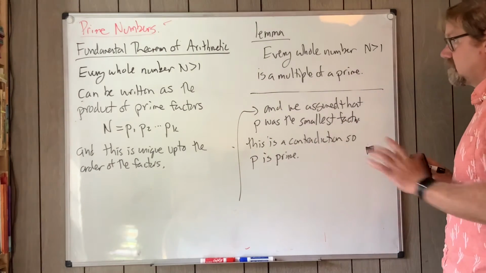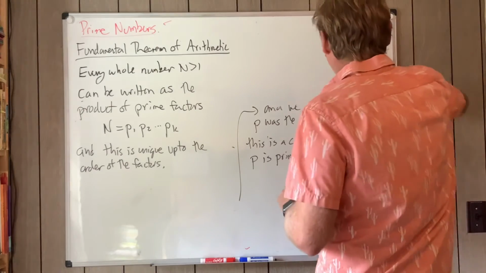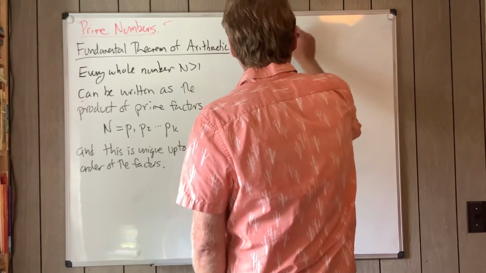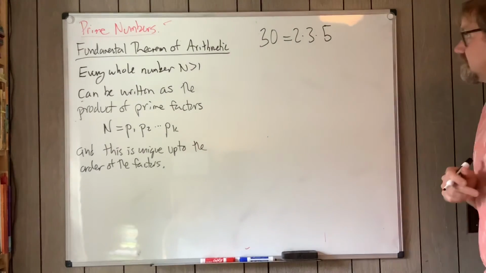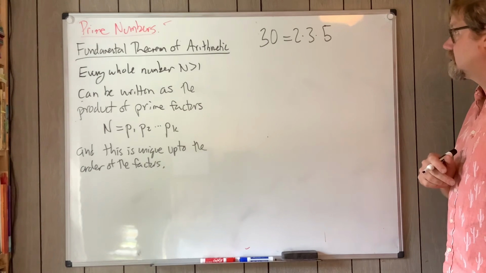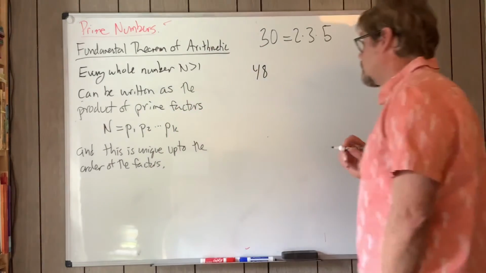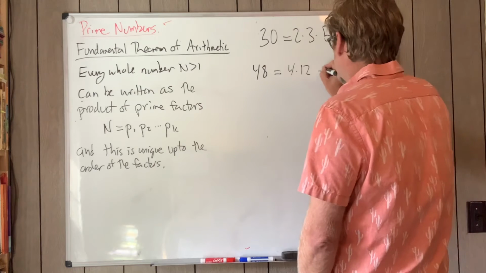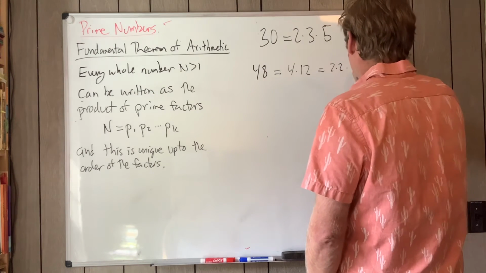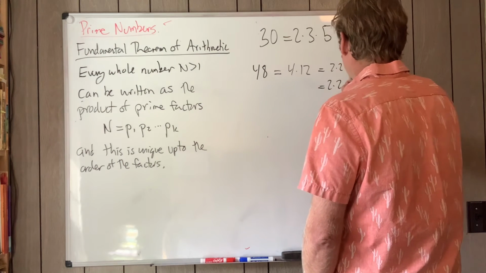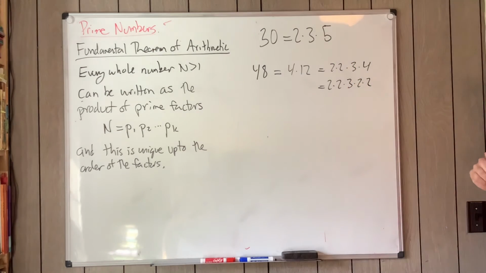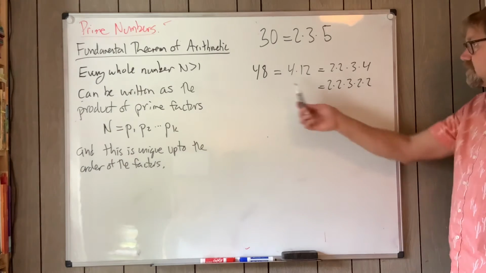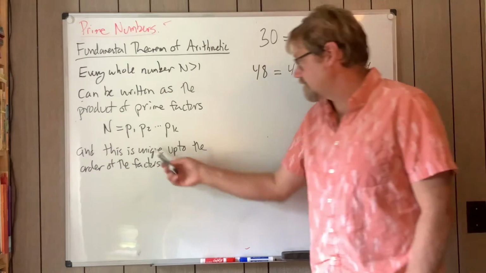All right, so let me write down a couple of examples before we do this proof. 30, we already did this, is 2 times 6 times 5. Let me do something like 48. One thing you can do is say this is 4 times 12. And 4 I can write as 2 times 2, 12 I can write as 3 times 4. So 2 times 2 times 3 times 2 times 2. Okay, and then these are all prime. So we're able to write this as a product of primes, and this is unique up to the order of the factors.